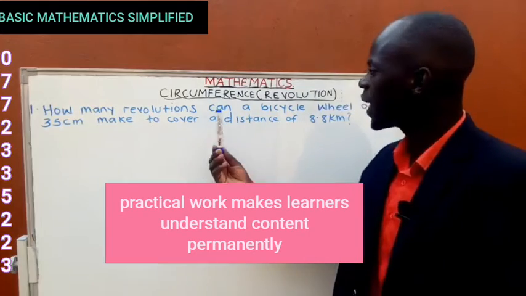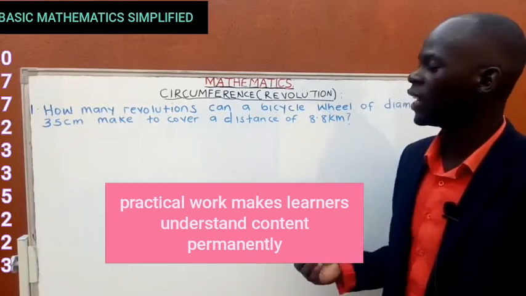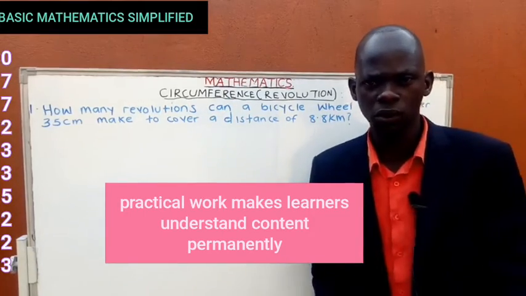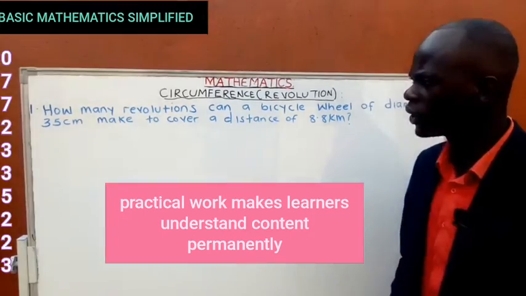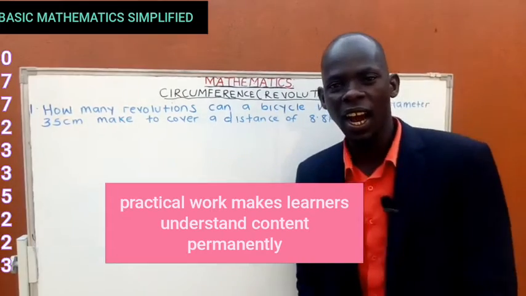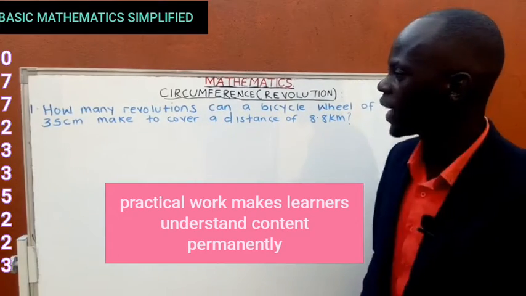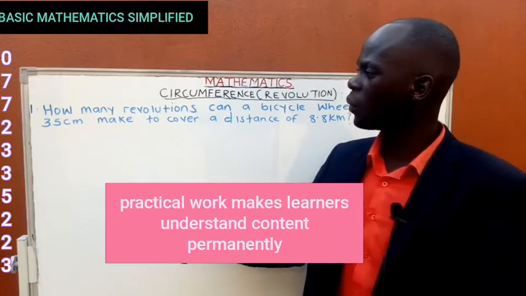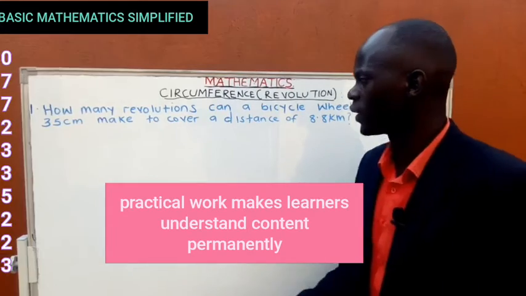So that is under circumference, and in particular, we are looking at revolution. Last time we looked at it under the leap years, and we were able to comprehend and see how best it can be done. Now, as we are going on, we shall know what these things mean.